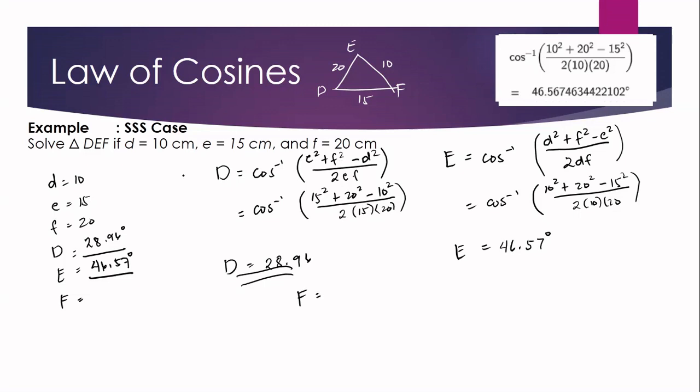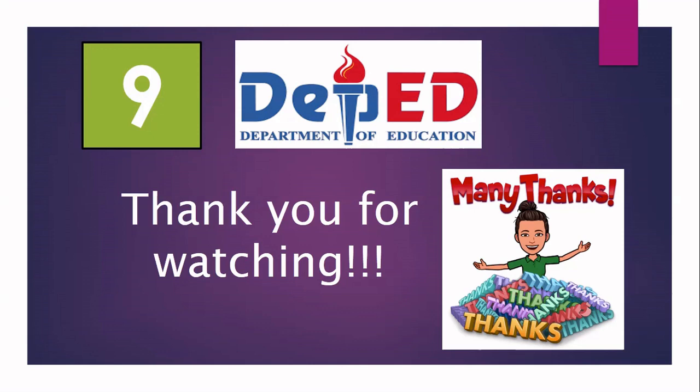And for us to get angle F, you can also use the law of cosines. But, since we already have angle D and angle E, we just subtract them from 180 to get angle F. So, 180 minus 28.96 minus 46.57, which means that our angle F is 104.47 degrees. So again, that is how to use the law of cosines to solve oblique triangles. I hope you get it and I hope it's clear.